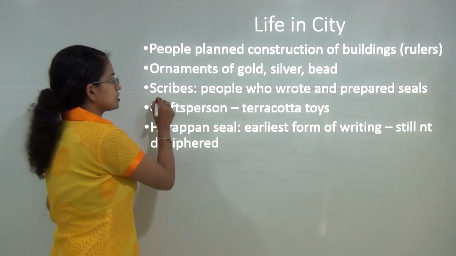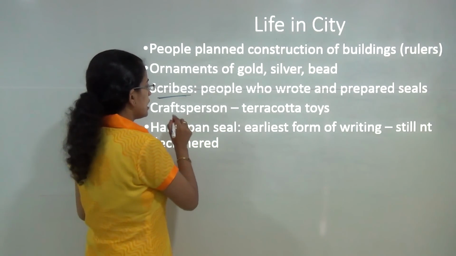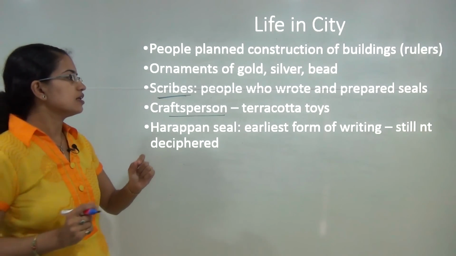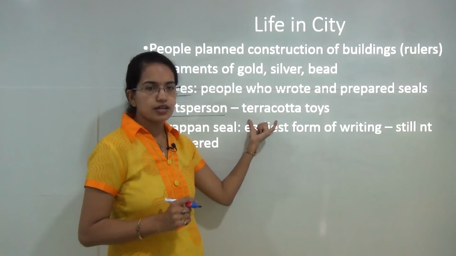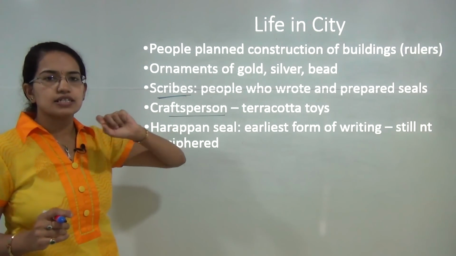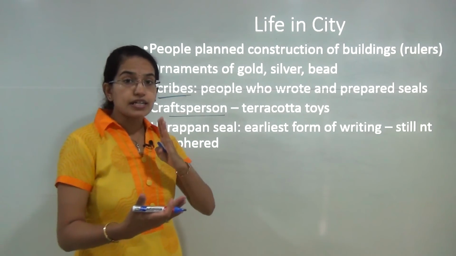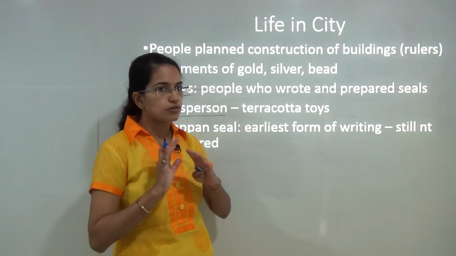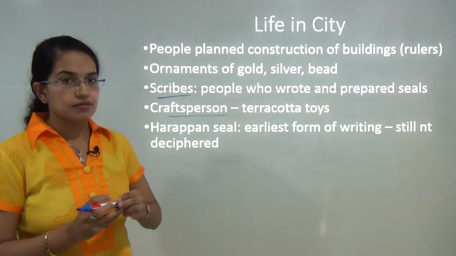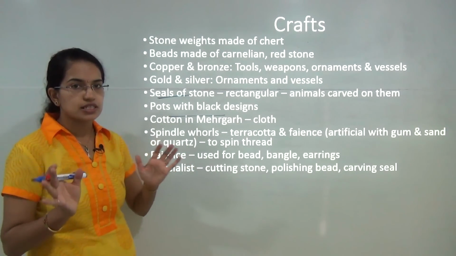Then you had scribes. Scribes were the people who wrote and prepared the seals. And then you had craftspeople who created toys for children, mainly made of terracotta. Again, you have seals, which are considered the earliest forms of writing present in Harappa. But till date, Harappan writings cannot be deciphered or read. So we are unable to decipher what the people at that time tried to write on the seals.